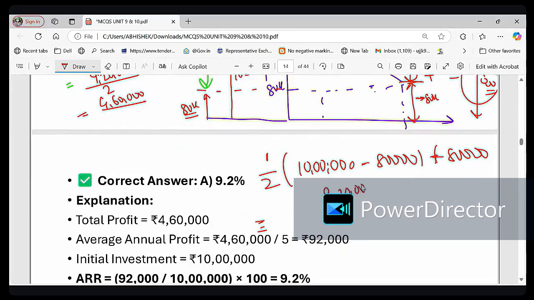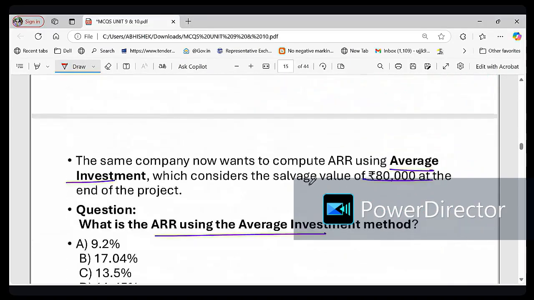9 lakh 20,000 divided by 2 plus 80,000. So it is how much? 4 lakh 60,000 plus 80,000. It is how much? 5 lakh 40,000. So this is your average investment, right?